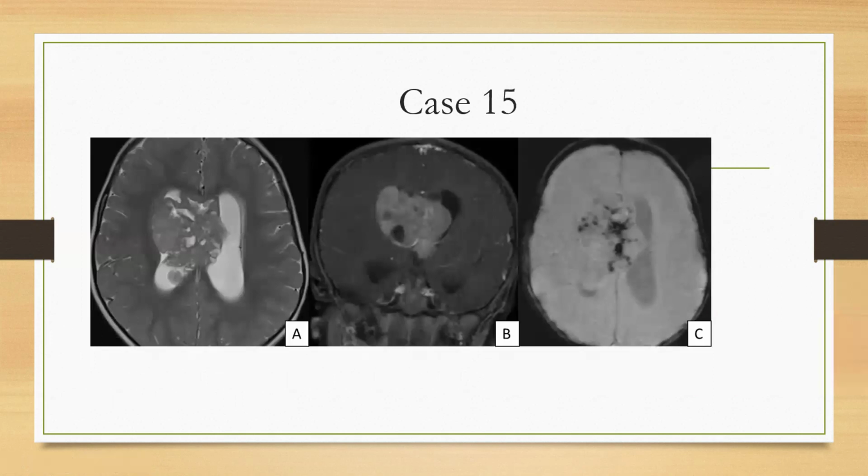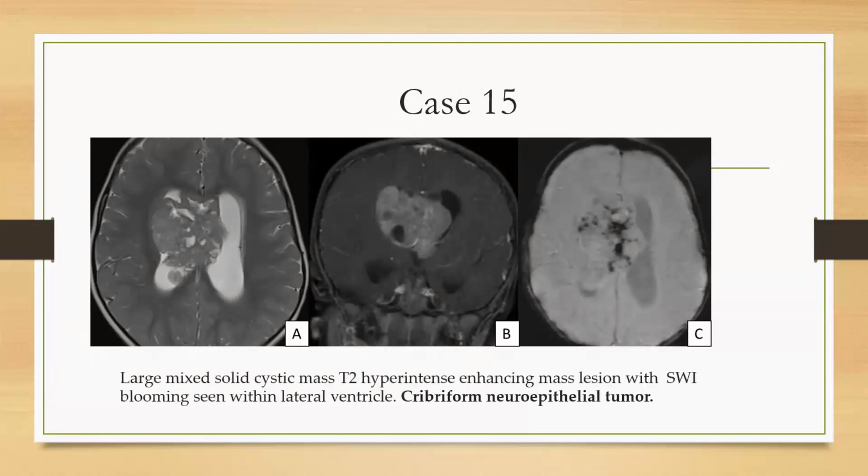This is another case, a tumor located in a young child. The young child presented with a large solid cystic mass lesion with calcification on SWI, located in the lateral ventricle with extension to the third ventricle. Routinely we may think of ependymoma, craniopharyngioma, and such tumors. And this is the histopathology of a cribriform neuroepithelial tumor. It is a new type of tumor, just provisionally included in the latest 2021 classification.